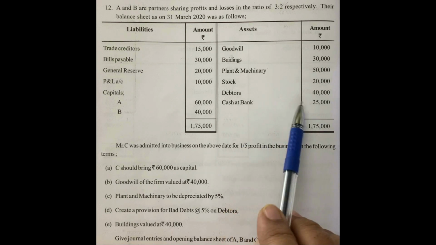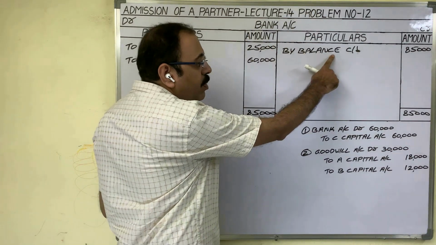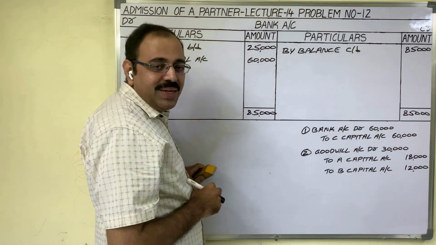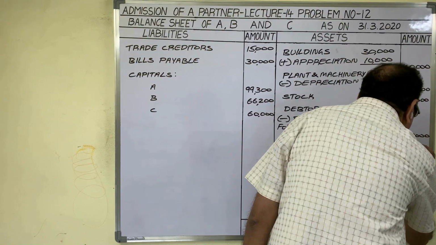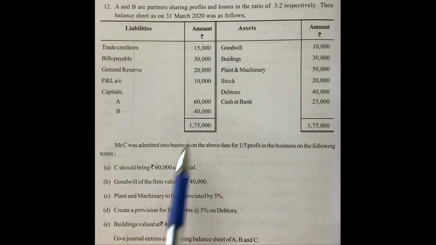Next, cash at bank 25,000 rupees. Don't show this amount here. Which amount we have to show? In bank account, we got balance carried down 85,000 rupees. This amount we have to show here. 85,000 rupees. So all assets we have completed. Not only from balance sheet, even additional information also once we have to observe whether any extra asset is given or not. There is no extra asset here.